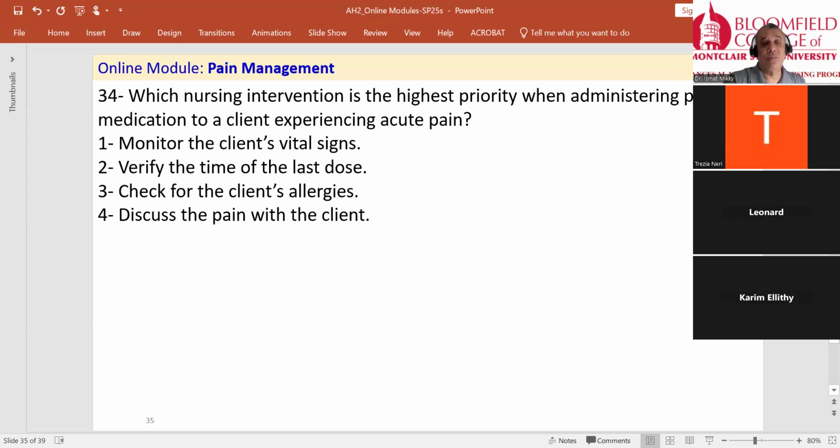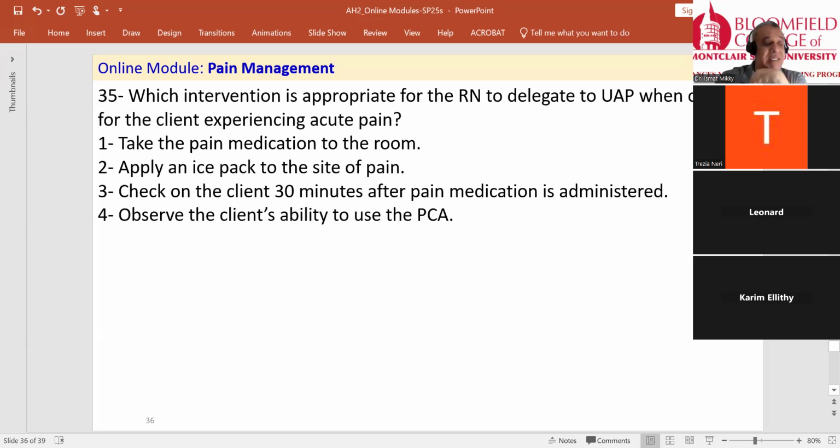So you discuss the pain with the client before you check the client's allergies? The question didn't even specify if this is the first time being given. It said here, highest priority when administering pain medication to a client experiencing acute pain. Could be this patient is already on this medication, so yes, we have to discuss it before you do anything else, because that's a form of assessment also. It's a form of assessment. So 35.